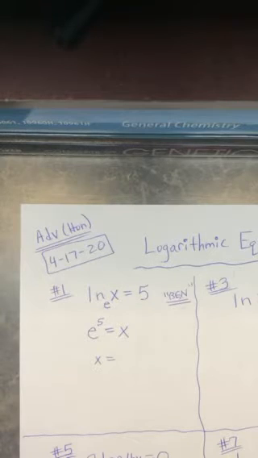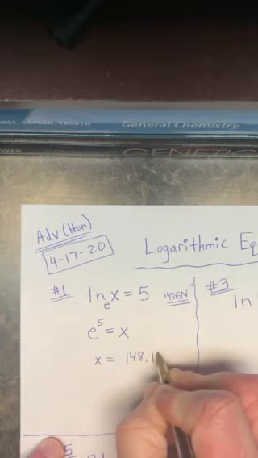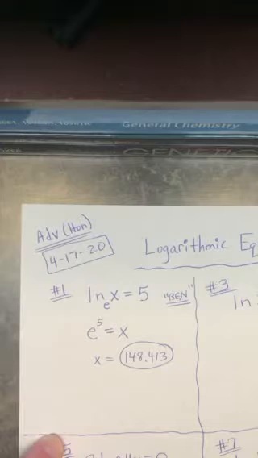So e to the fifth power gives me 148.413. Oh my gosh, I found my final answer. Okay, so sometimes, yes, it's that easy.